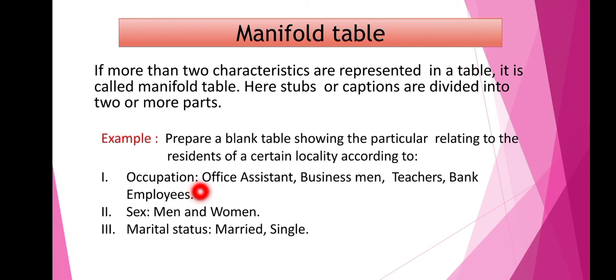is occupation. Under occupation we have office assistant, businessmen, teachers, bank employees. And second one is sex, that is men and women. Third one is marital status, married and single. Let us see the solution part.